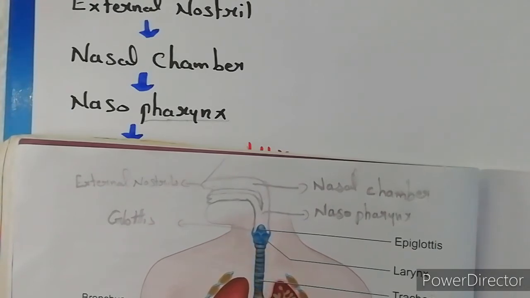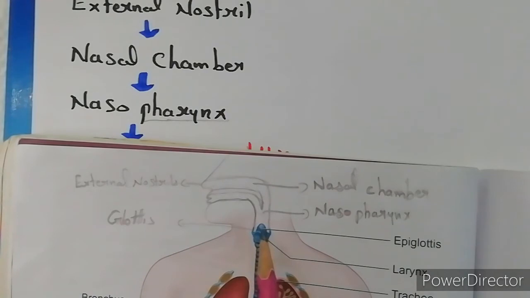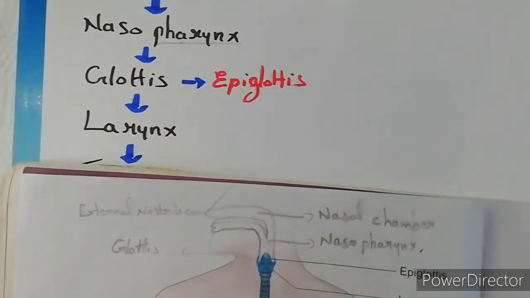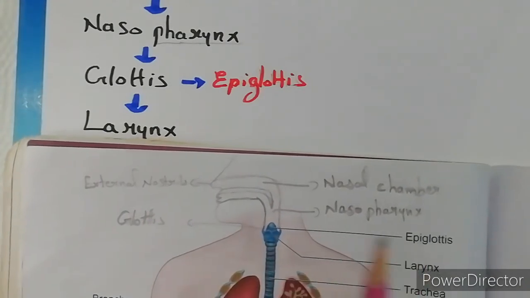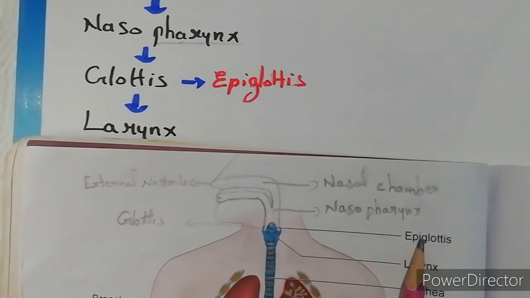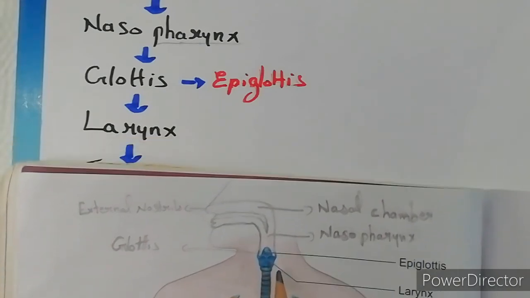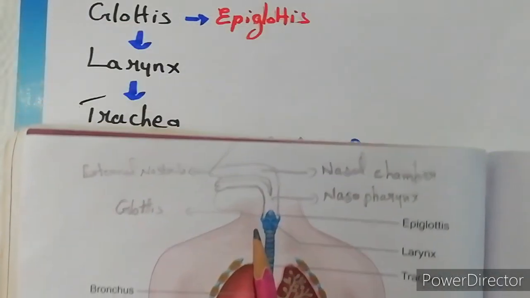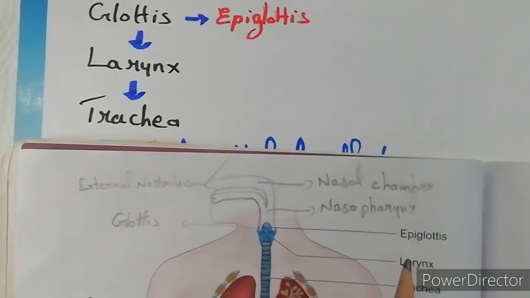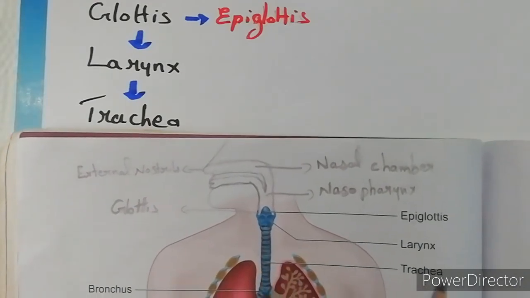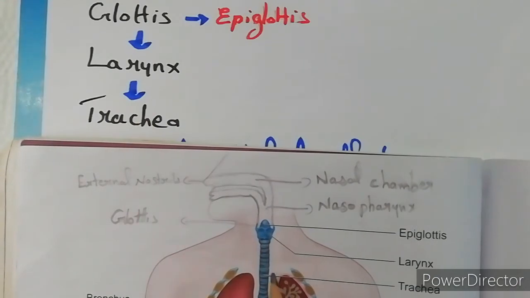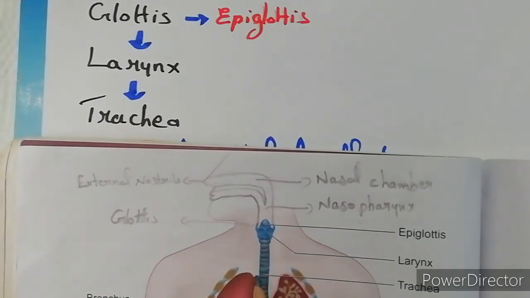So this is the trachea. Before that, what is there? There is an outer muscular flap to close the glottis. This opening is the glottis, fine. And the epiglottis is the outer muscle which is closing the glottis. Have you got? And inside, what is there? The larynx, right? Then the larynx leads to the trachea. This is the tracheal tube. Do you understand? Okay, let us go for the next part.